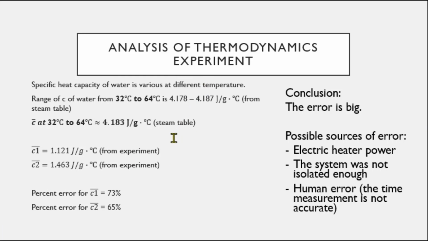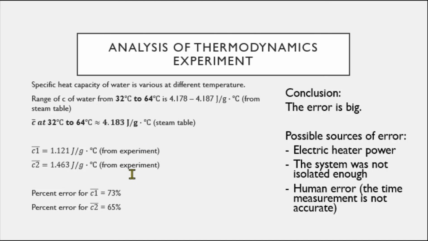And then specific heat capacity of water varies at different temperature, and the range of c of water from 32 degrees Celsius to 64 degrees Celsius is 4.178 until 4.187 joule per gram degree Celsius, and we can see the difference is not so far, so I just take the mean value in this range, which is 4.183 joule per gram degree Celsius.